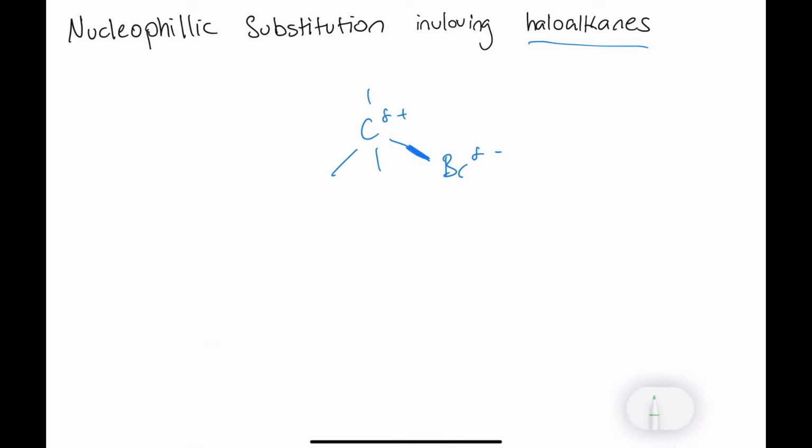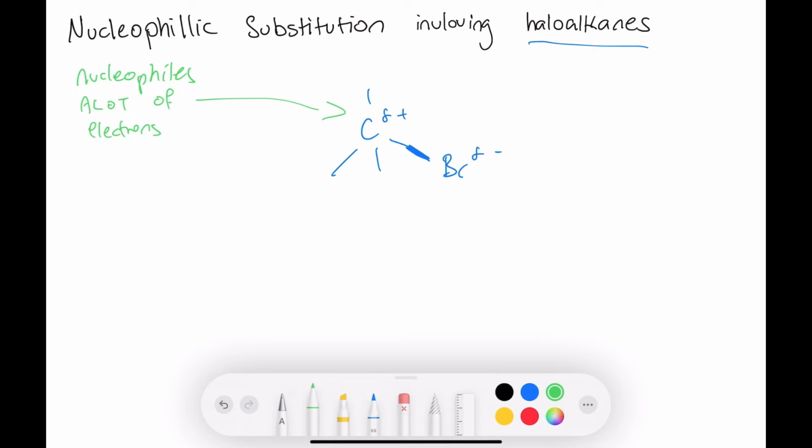So this is important because the other part of our reaction is the nucleophiles. And nucleophiles have a lot of electrons, and they are willing to give away these electrons, and thus they are attracted to the electron deficient carbon. There are two different nucleophilic substitutions that can occur, and it depends on the type of haloalkane.